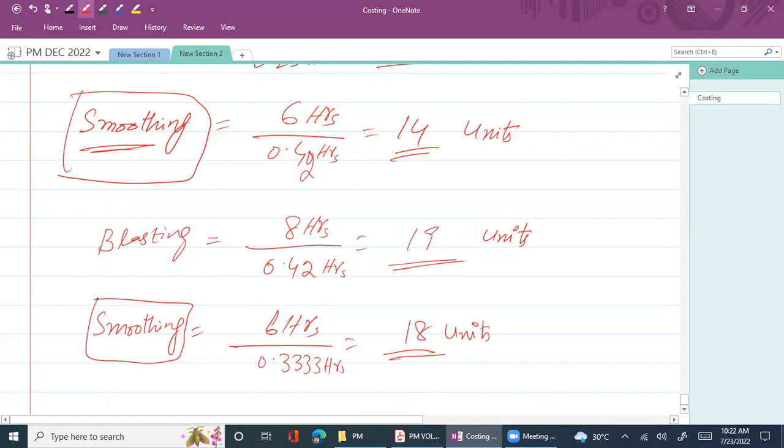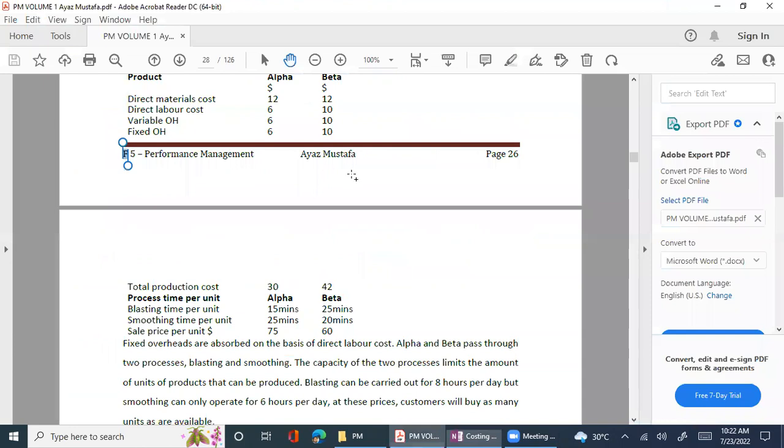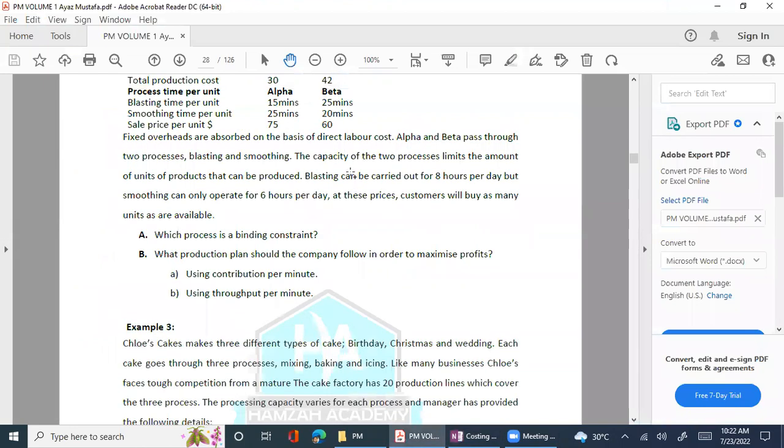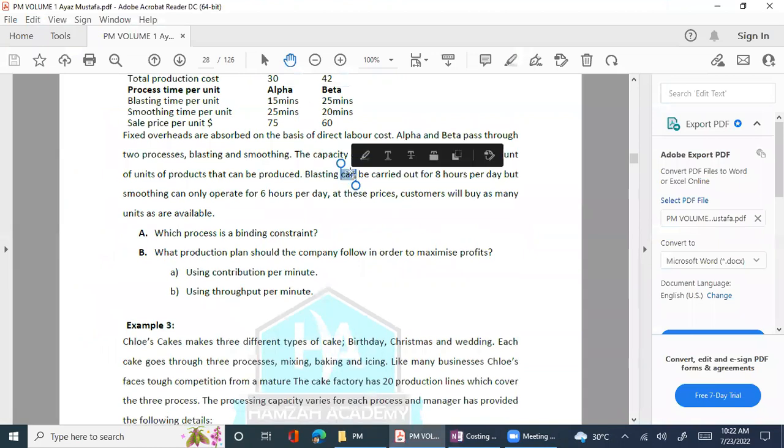Any department which has a lower capacity to produce a final product will be known as a bottleneck process or a binding process. So it is up to us whether we calculate with the help of all products or with one product. The decision will be the same. So the first requirement was to identify the bottleneck process. So we will show this calculation, and at the end, we will write a line: the production capacity of smoothing is less than the production capacity of blasting. So the smoothing department is a binding department or a binding constraint.